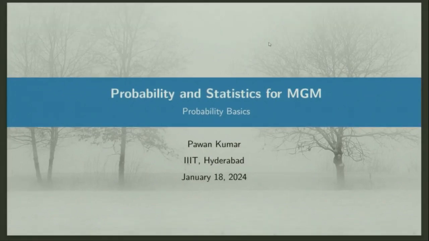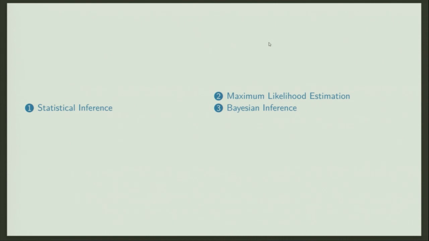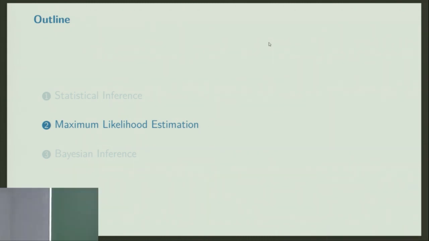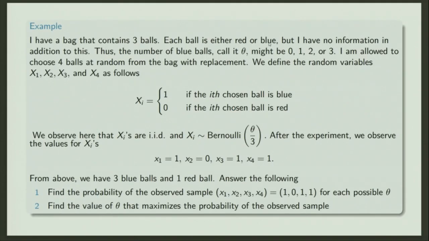Up the basics of probability. So we're doing statistical inference, and the most important thing for generative modeling is maximum likelihood estimate. We have seen this example in the last class, and I hope everything is clear, because this is more or less the most useful thing.